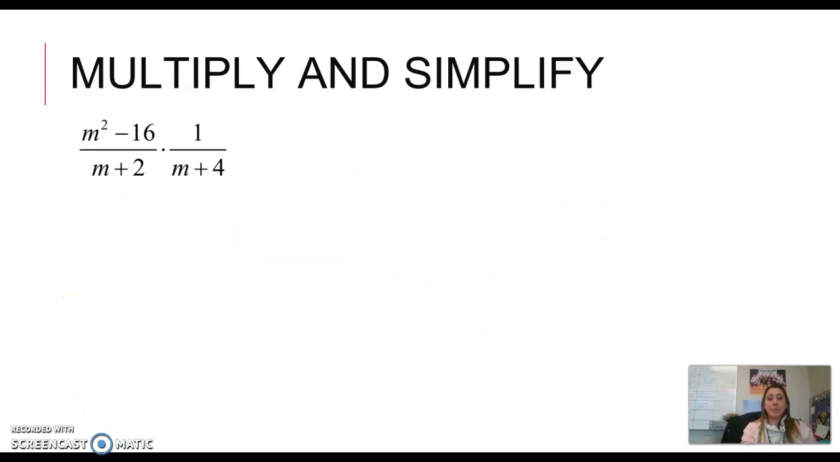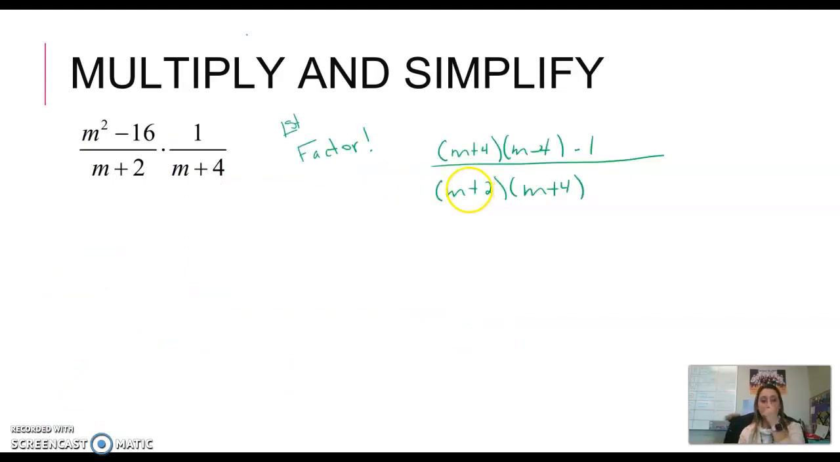Okay, here's another example. I would like you to get it in your notes and go ahead and try this on your own. Okay, so I went ahead and factored this. The only thing I really needed to factor was the m squared minus 16, which is a difference of perfect squares. So I've got m plus 4 and m minus 4. This is a multiplication times 1, because that's this right here. And I went ahead and left it there just so you could see where I was going. And then I took the m plus 2, put parentheses around it, m plus 4, put parentheses around it, and put it on my denominator.